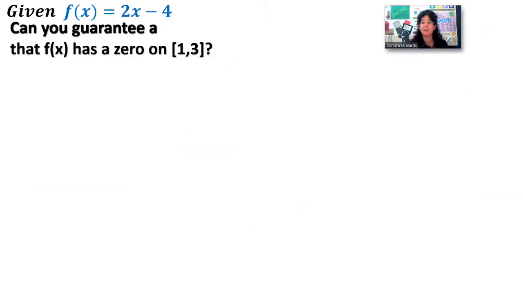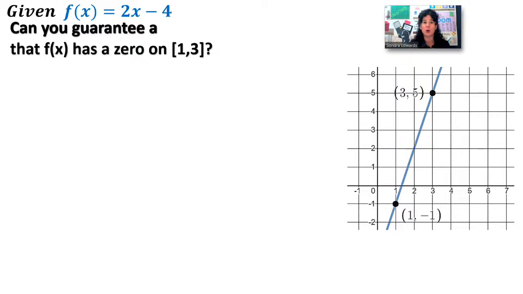Here we have the function f of x equals 2x minus 4, and we want to guarantee that f of x has a 0 on the closed interval 1 to 3. We aren't going to actually use the graphs to make this guarantee, but I am going to show you graphically what's happening so you can understand this theorem a little more thoroughly. So here we have the graph of f of x, and we are going to guarantee that there is a 0. So remember, a 0 means an x-intercept.